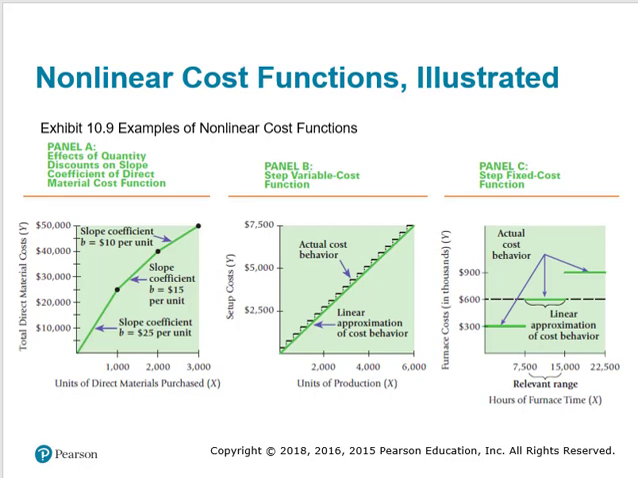Now, I like this slide. It might be easier to see in your book, though. This is kind of small. So we've got three panels. Panel A shows how the cost of direct material rises more slowly as a result of quantity discounts. Okay, so here your slope coefficient is $25 per unit. Here it's 15, and up there it's 10. Okay, so that's a big difference.